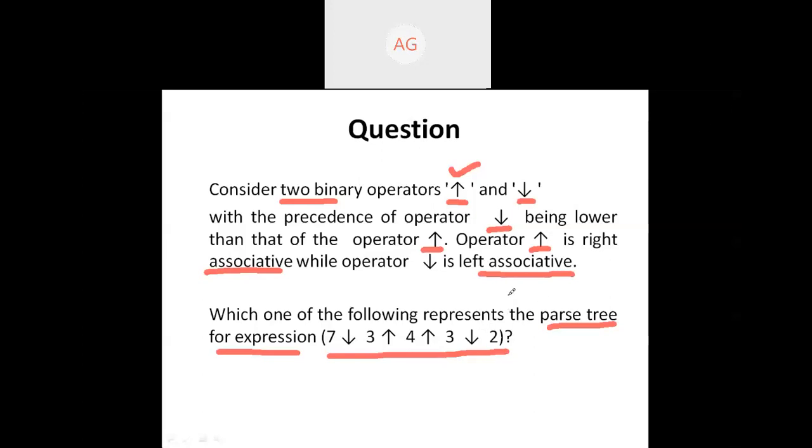Just write this expression on your copy.